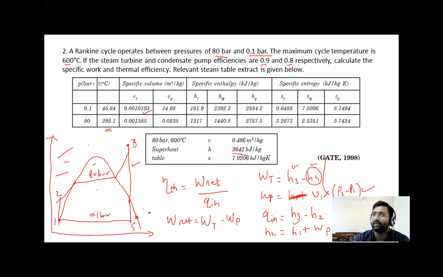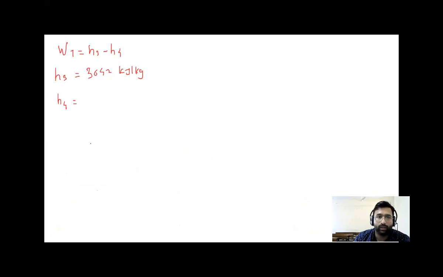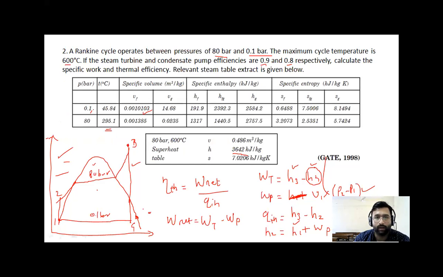Now calculation of H4, a very difficult task. Let us assume H4 is wet steam. As we calculate, we'll come to know whether it is wet steam, superheated steam, or dry saturated steam. So at point number 4, we have to calculate the enthalpy. How to calculate? H4 will be equal to HF4 plus X into HFG4. Again at 0.1 bar, calculate HF4. How much is it? At 0.1 bar, the HF value is given, that is 191.9.